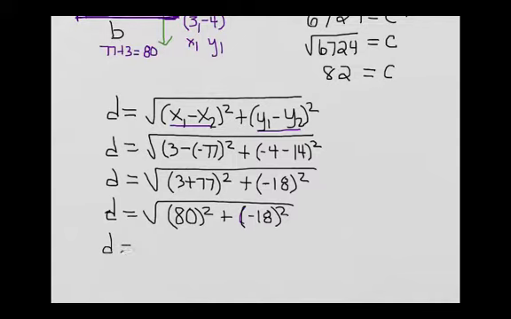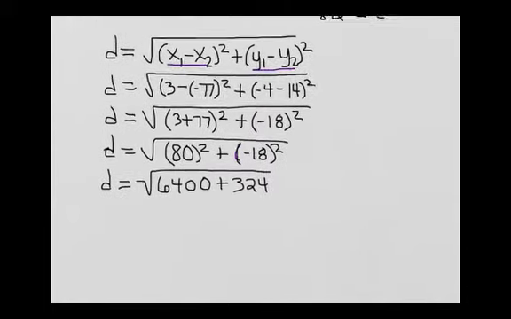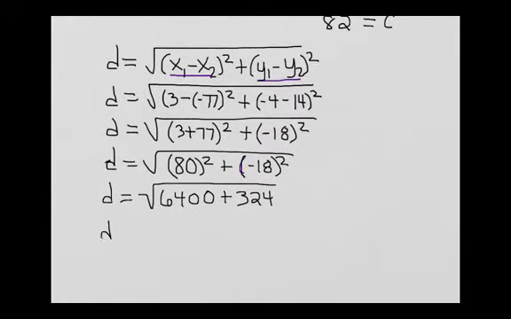And here we get d is equal to the square root of 6,400 plus 324. So the distance is equal to the square root of 6,724, and the distance is equal to 82. So we get the same result either way. I hope you found this helpful.